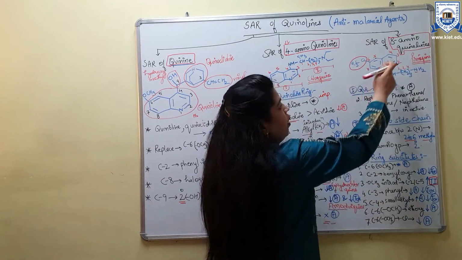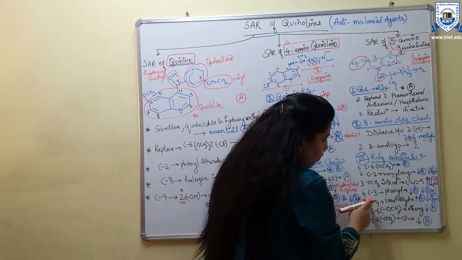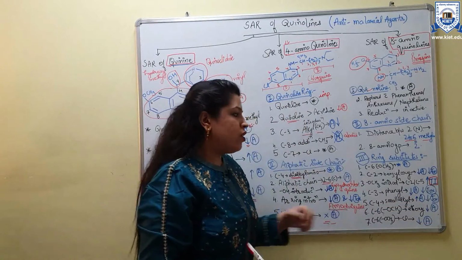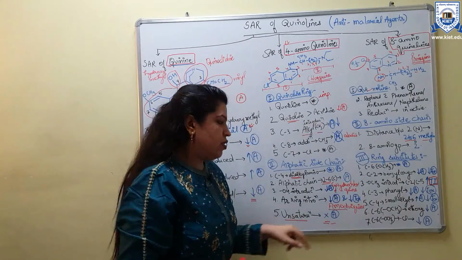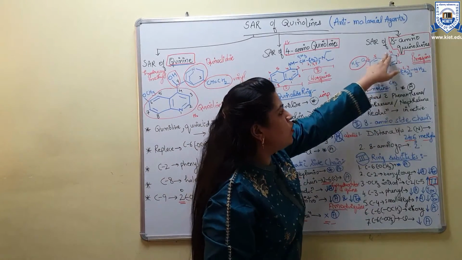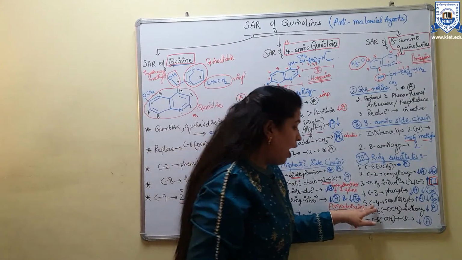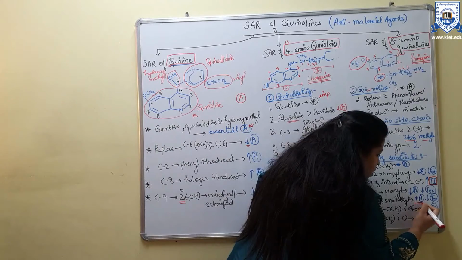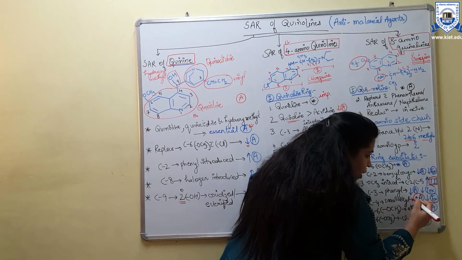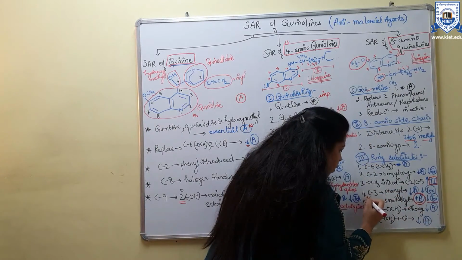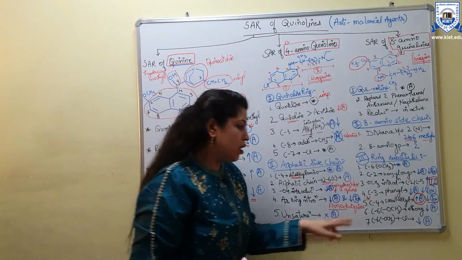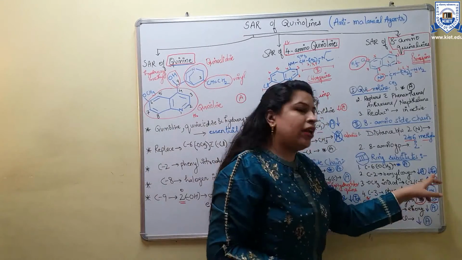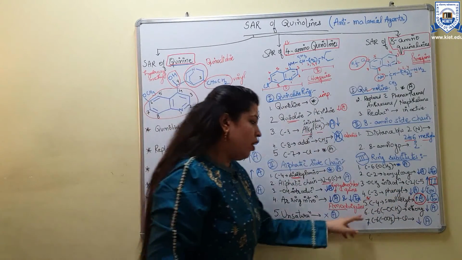Then at C3, if we introduce a phenyl group, there is a decrease in activity and toxicity also gets decreased. Then C4 is also very prone toward the action, and if at C4 we add small alkyl groups, this is a good point: toxicity is decreased but activity is increased. So this is an important point which can be used for research work. C4 small alkyl groups increase the activity and reduce the toxicity, which is preferred.